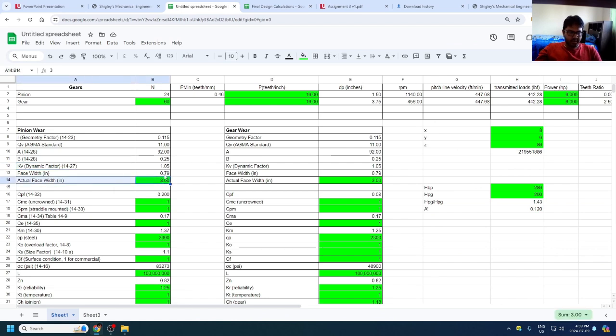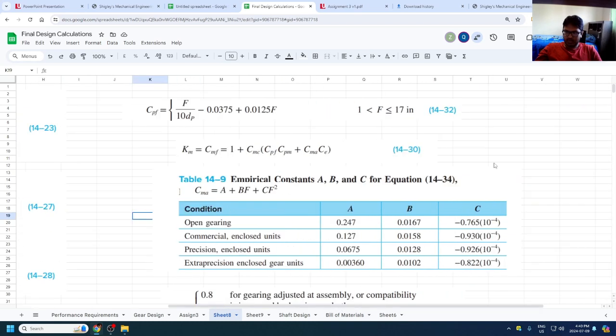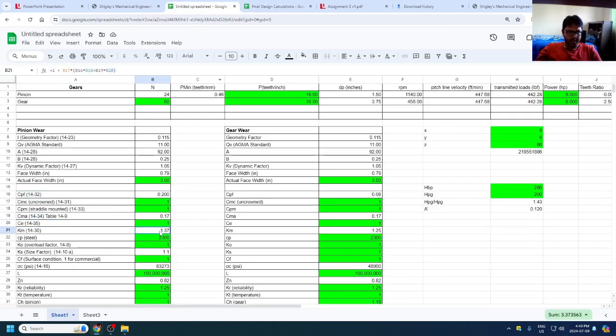The face width is 3, this is given. This is the face width calculation, but we're actually using the given face width of 3 inches. So now we can calculate our load distribution factor, Km. Km has a bunch of coefficients, so you have equations 14-30, 14-31, 14-32, 14-33, 14-34, and 14-35, which are all here. So we get our Km, the load distribution factor.